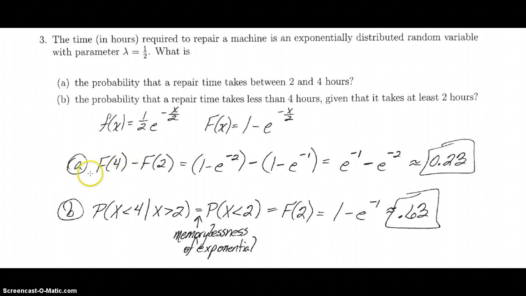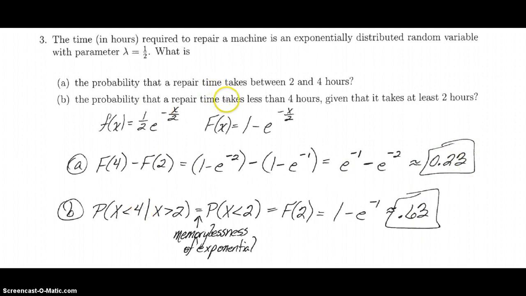So this is all the area under the curve from 4 to the left. Then we subtract out everything to the left of 2, and that leaves us just with the area between 2 and 4. We could also integrate this PDF from 2 to 4. That would be perfectly fine. Either way, we should get about 0.23.